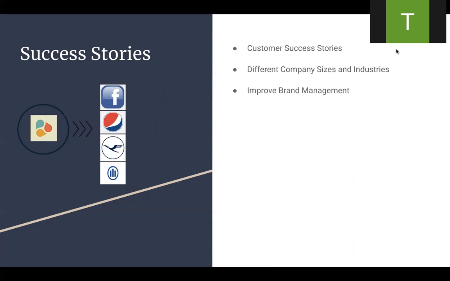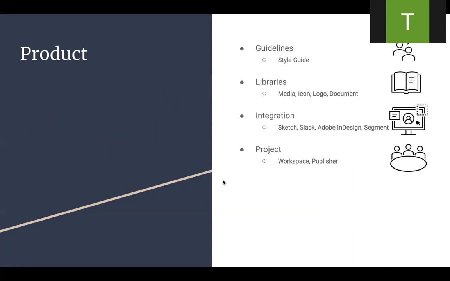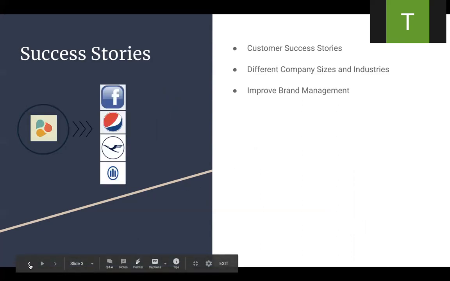So some of Frontify's success stories include the brand management stories used by Facebook, Pepsi, Allianz, and Lufthansa. They all used Frontify to improve their brand management. These are companies of different sizes and industries, which all used the Frontify platform.